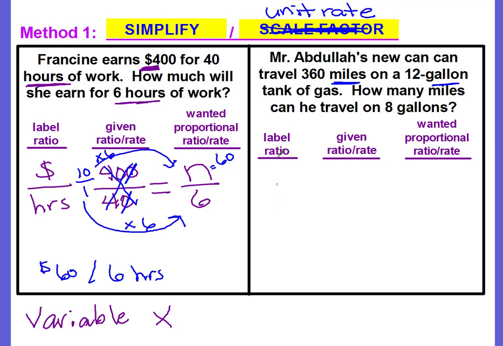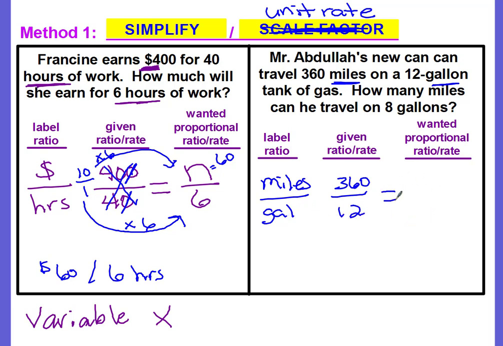So let's set up our label ratio. It doesn't matter in this case whether you put the miles in the numerator or the denominator, but you need to make sure that it stays the same for all of your ratios. I'm going to do miles to gallons. My given ratio is 360 miles, so that's going to go in the numerator, to 12 gallons of gas. And the gallons of gas is going to go in the denominator.